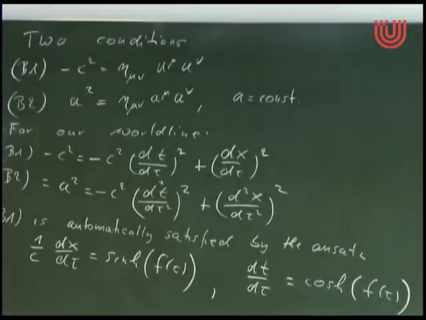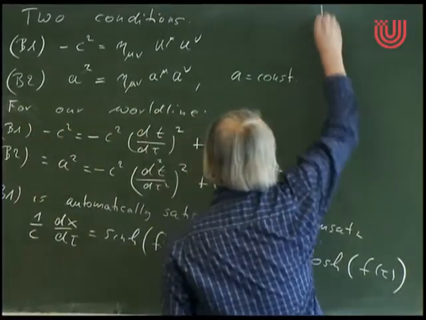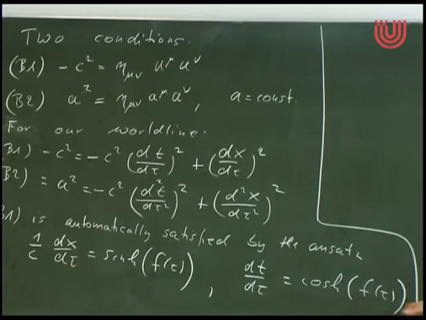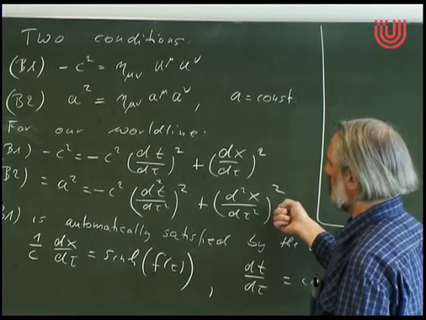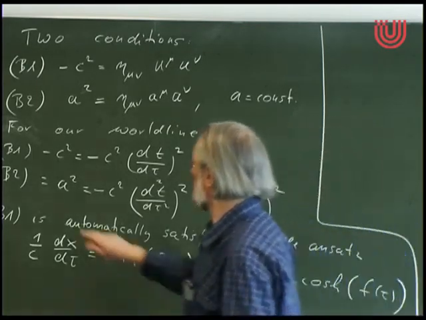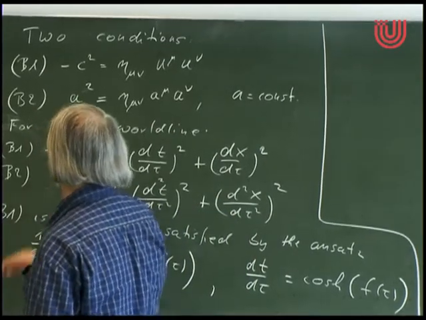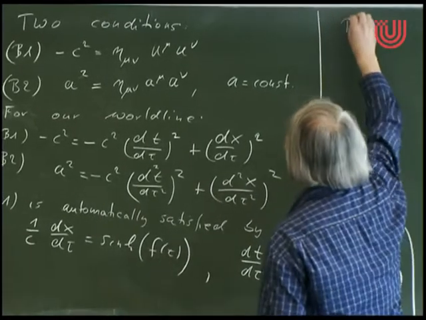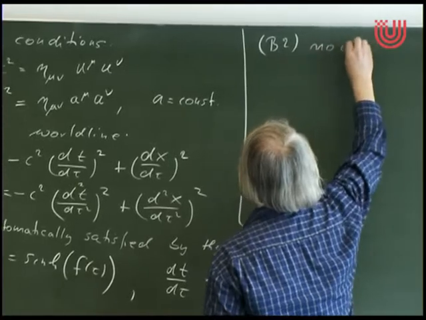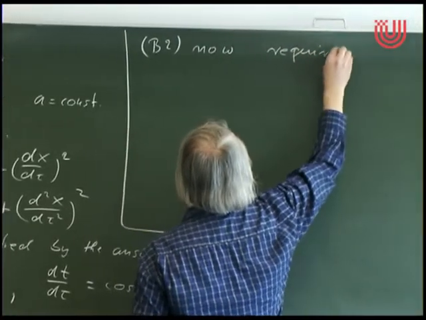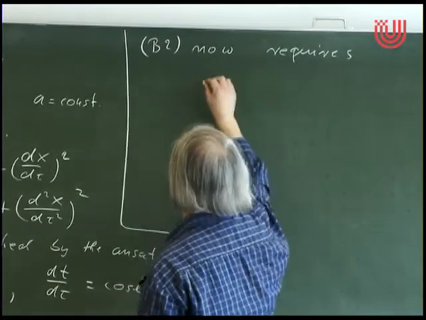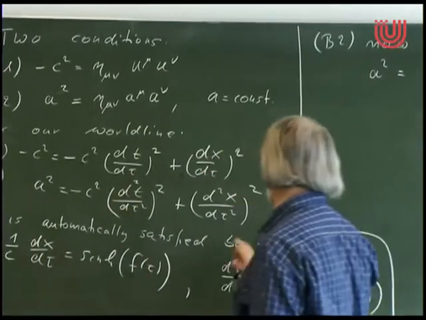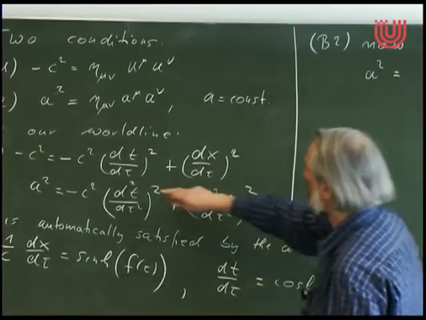I think I should use this space here. So now everything boils down to a condition for this function f alone, and the condition is given by this equation. What is this funny sign here? There's nothing. This is just plus a squared on the left-hand side. So B2 now requires what? Okay, let me do it quite slowly. I have a squared on the left-hand side, and here I have minus c squared, this squared. No, sorry, the derivative. Yeah.